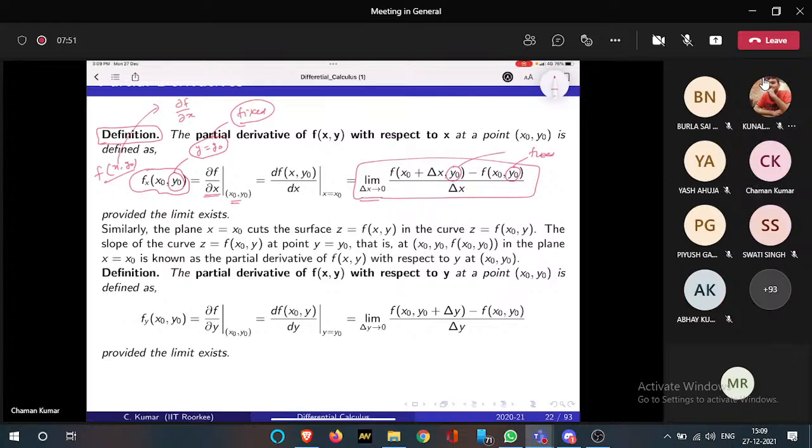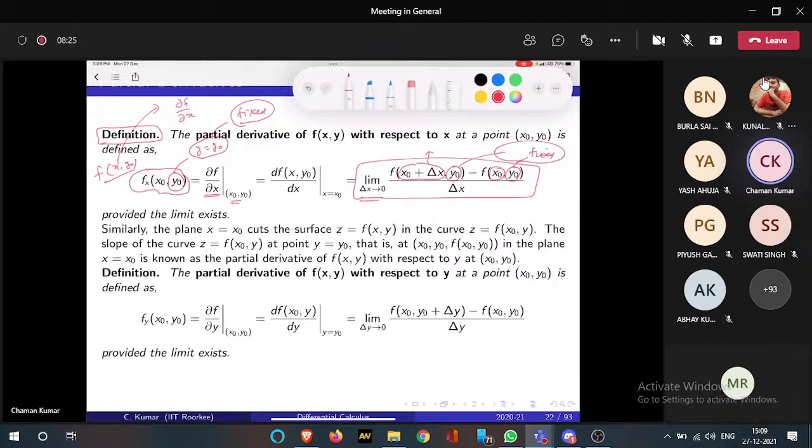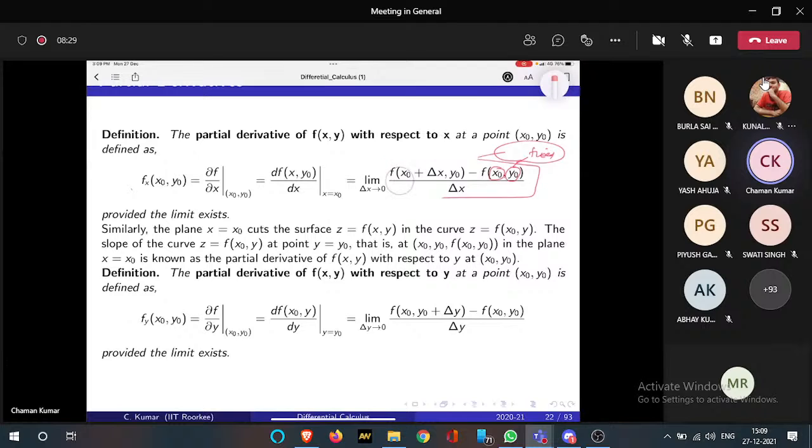And the value of x is changed from x naught to x naught plus delta x. Delta x can be a positive number, it can be a negative number. So if delta x is positive, and you take the limit delta x goes to 0, then you are calculating the right-hand derivative. If delta x is negative and you take delta x goes to 0, you are calculating the left-hand derivative, because you are approaching from the left-hand side of the point. Okay, so this is the definition of the partial derivative with respect to x.